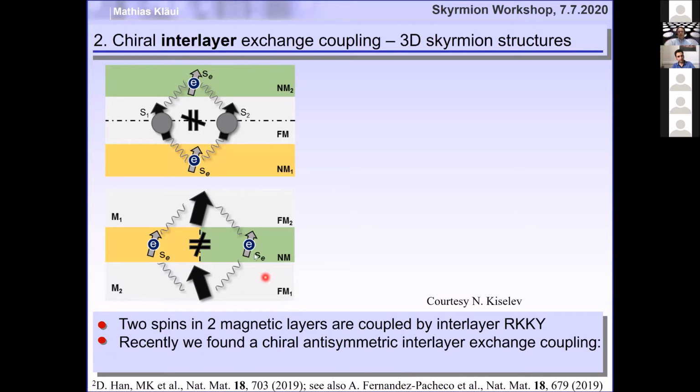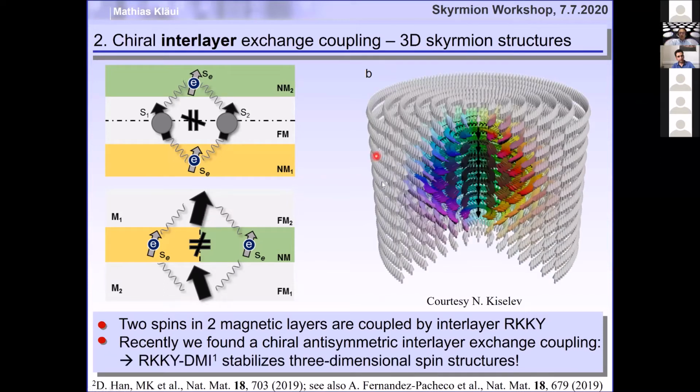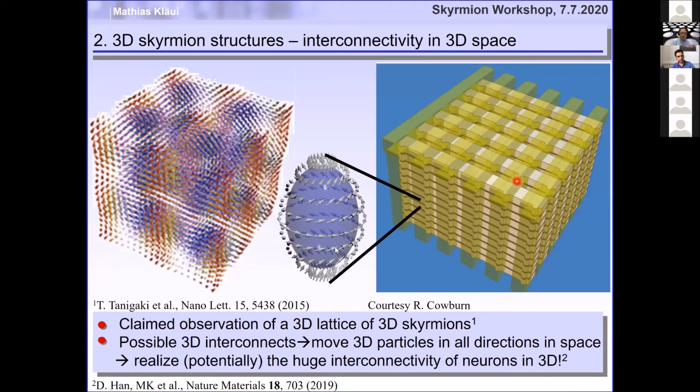Essentially, rather than having a DMI which cants the spins in the plane, we have an interlayer DMI which cants the spins between the planes. The idea is that this allows you to have not only a Skyrmion that is confined in two dimensions, but a Skyrmion that is confined in three dimensions, where you have a rotation going from up to down as well as left to right. This would allow you to stabilize these types of 3D structures as drawn here, and maybe use them in a complex arrangement in 3D.